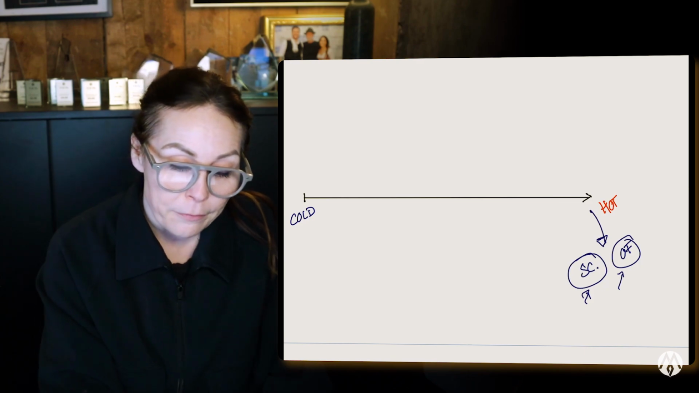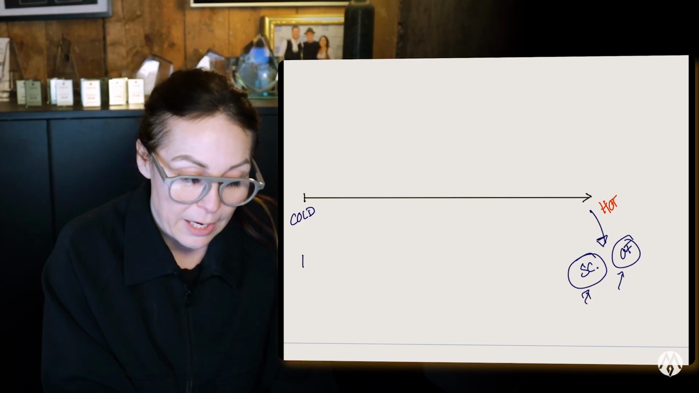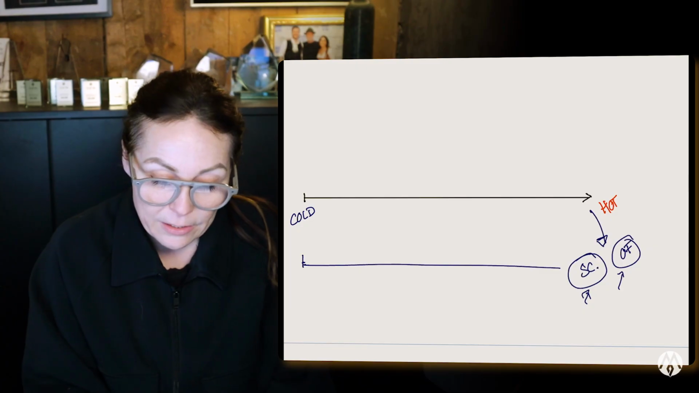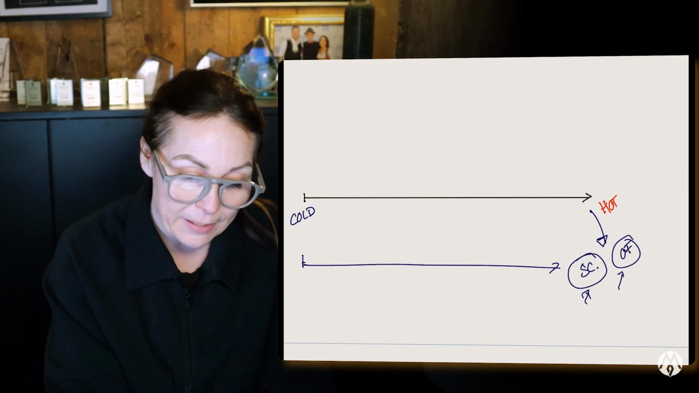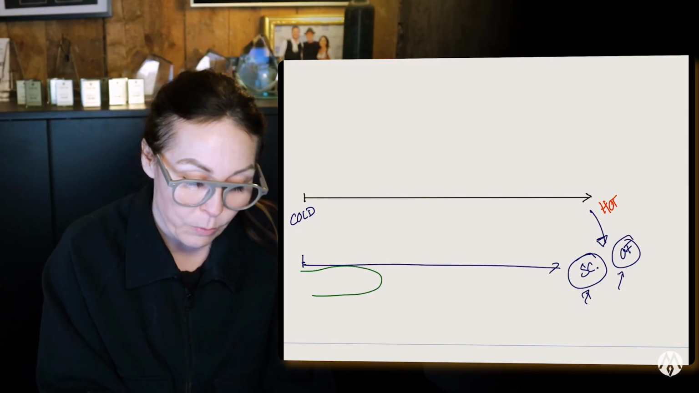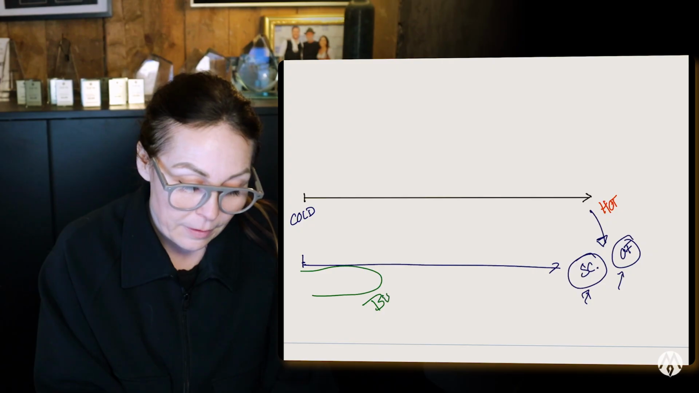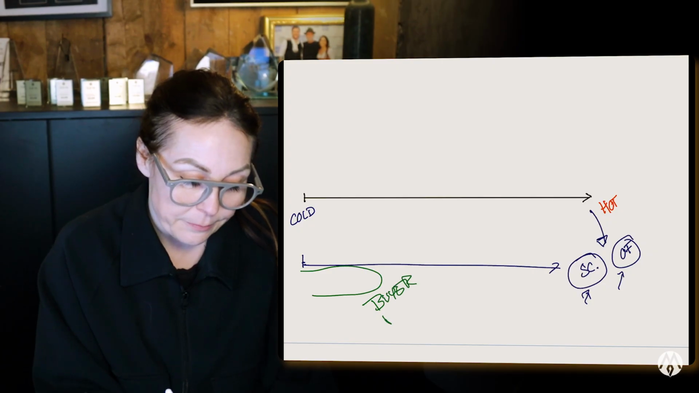So if you try to take someone from cold and directly to book in, what will happen is you immediately find something that we call resistance.